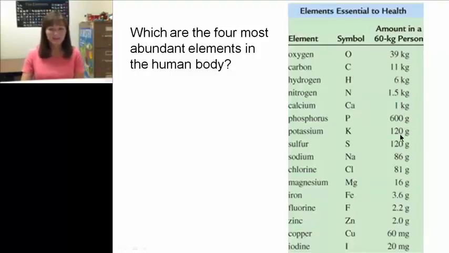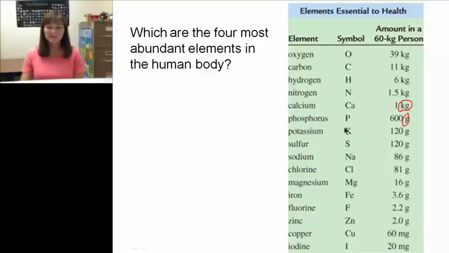And then they keep getting smaller. A gram is a smaller unit than a kilogram. We'll talk about this in lab. So 600 grams is actually less than 1 kilogram. So they've got this table in order where it's decreasing as you're going down. You get down here to the last couple and it's in milligrams.